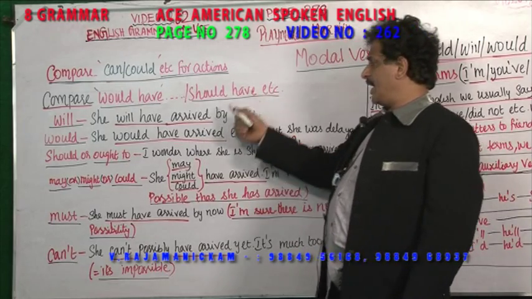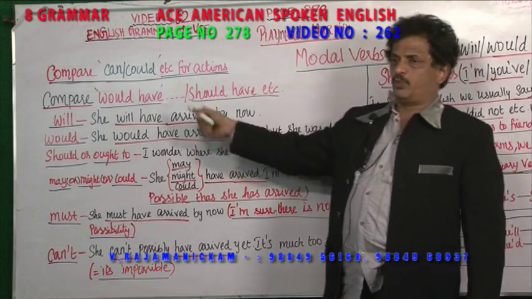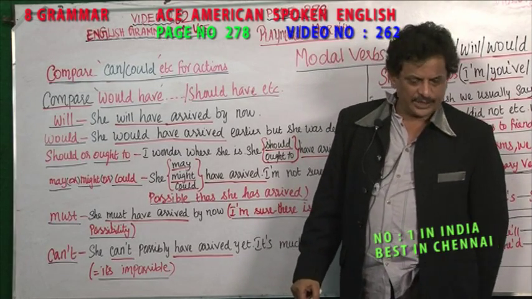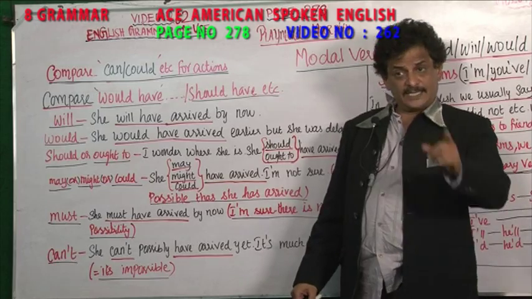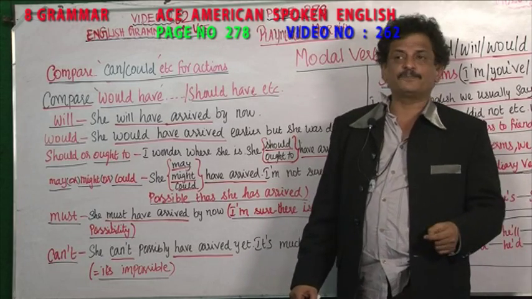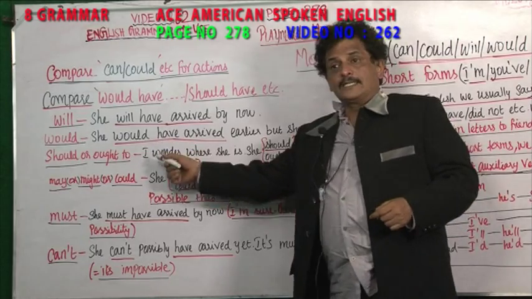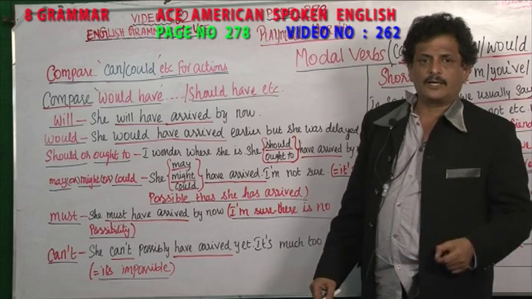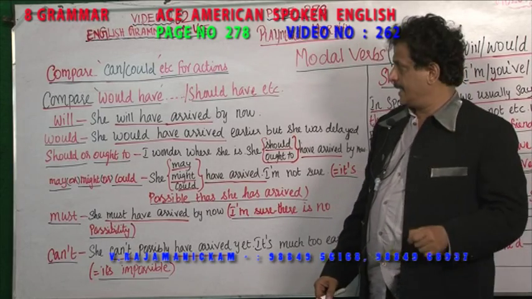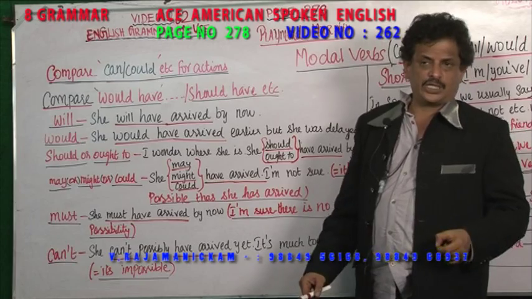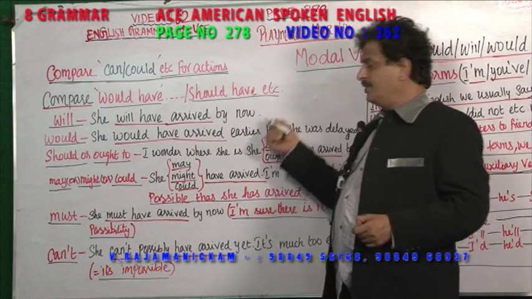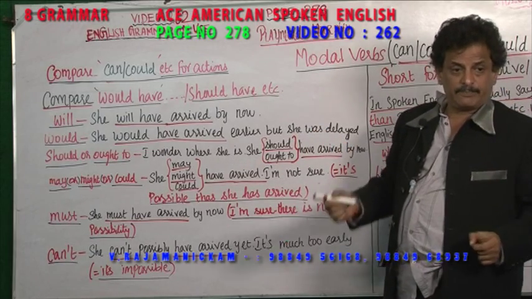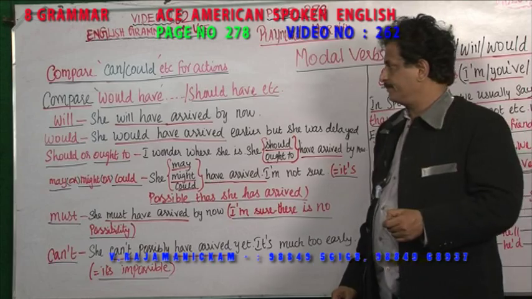She would have arrived earlier, but she was delayed. What do you mean by that? The flight is supposed to come at 7 o'clock. But the time is 7:30, and at 7:30 your sister comes. You say she would have arrived earlier, at 7 o'clock, but she was delayed because of the plane.